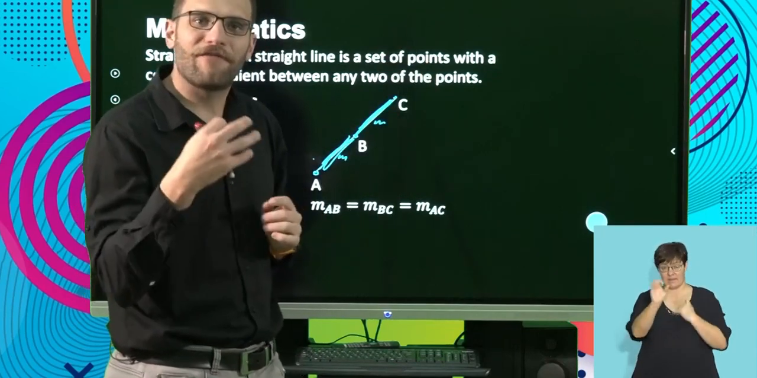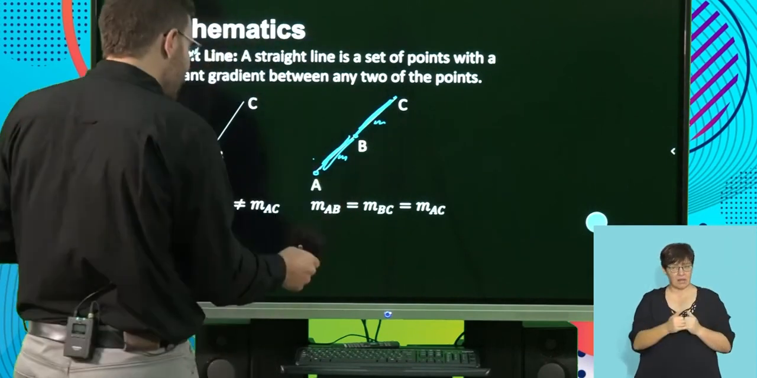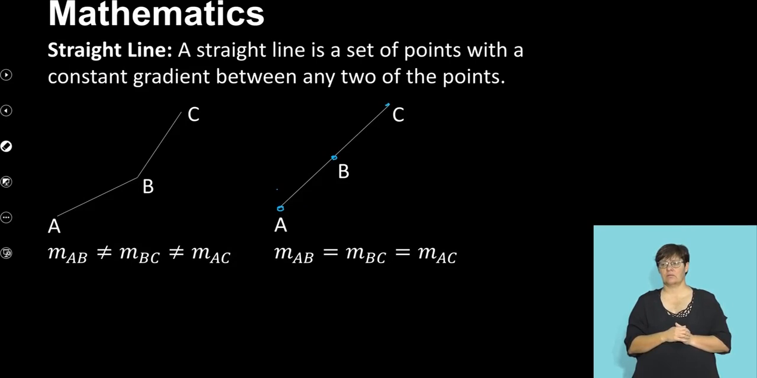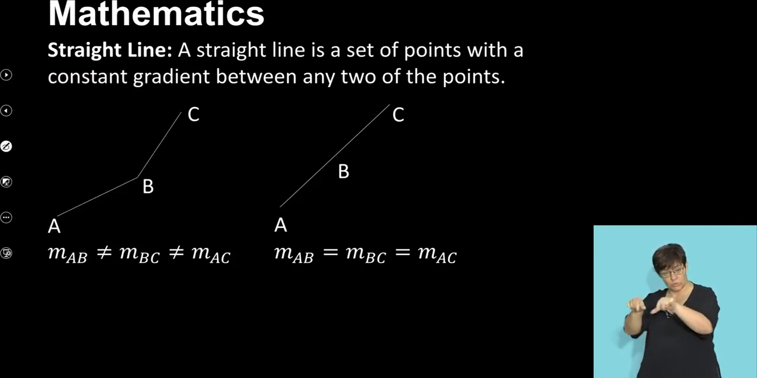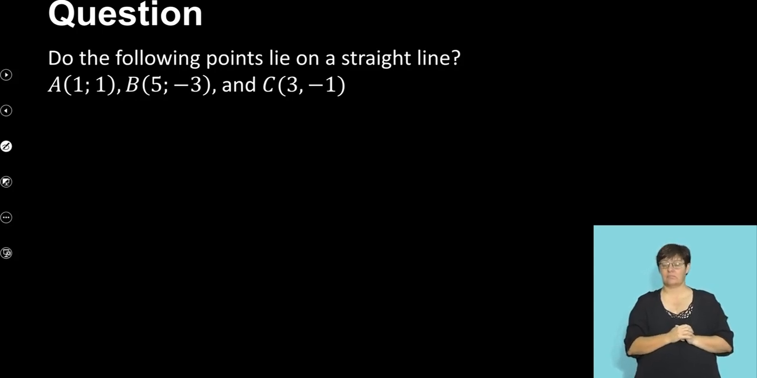And so if they give me 3 points and they ask, is this a straight line? All I need to do is look at the steepness on each of these sections and ask, is it the same? Because if it is the same, then it is a straight line. If it's not the same, it's not a straight line. And so let's do an example of that. Here they ask us, do the following points lie on a straight line? So I've got 3 points here.